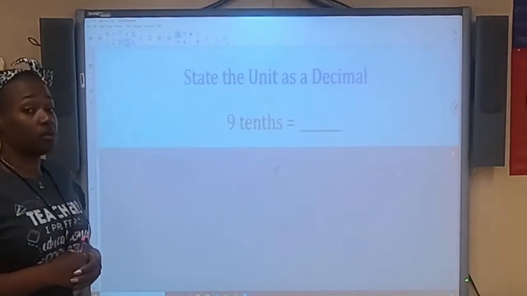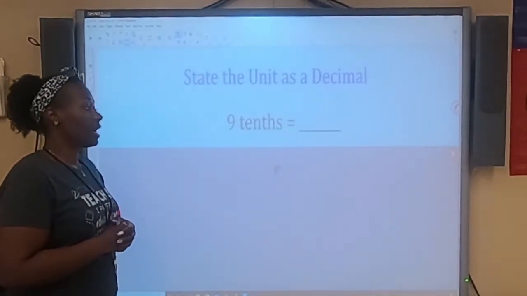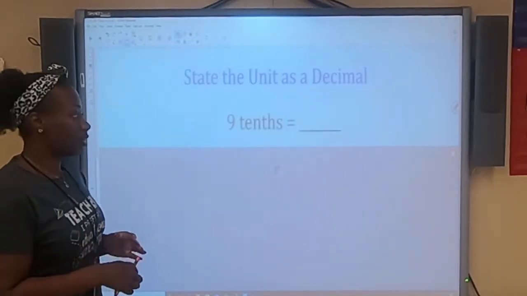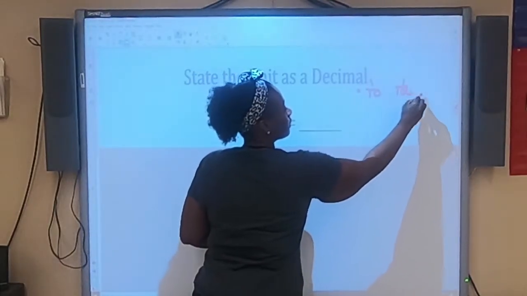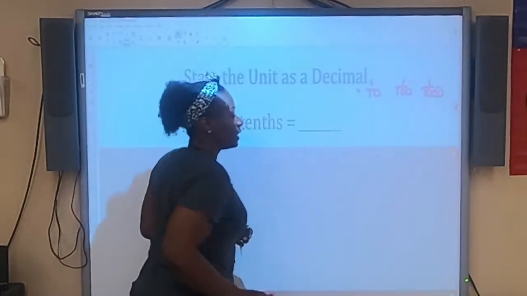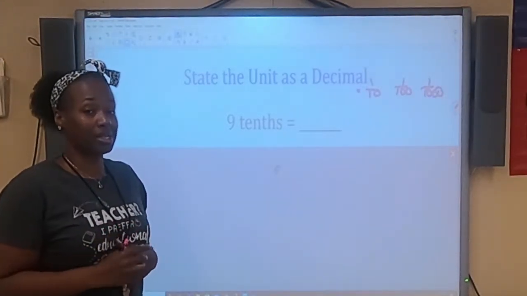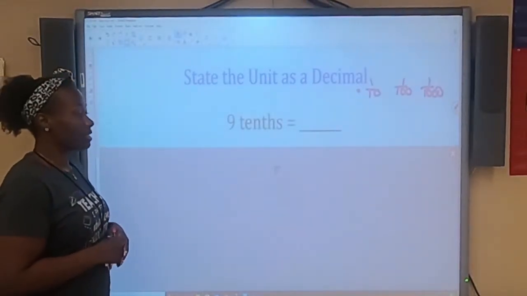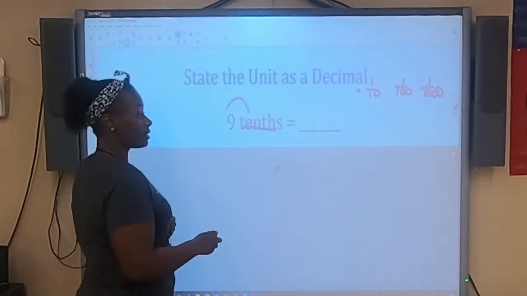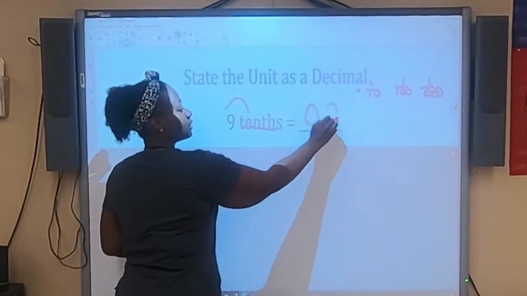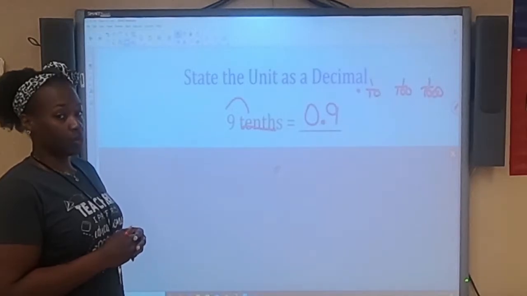They gave us a number in unit form, and we're going to state how to write it as a decimal. So if I start with 9/10, remember your decimal place values: tenths, hundreds, thousands. Tenths is the first place after the decimal. Hundreds is the second place after the decimal. Thousands is the third place after the decimal. So if I have 9/10, the word tenths means I only need one decimal place, and 9 is going to sit in that place. So I would write 0.9. So 9/10 in standard form is 0.9.